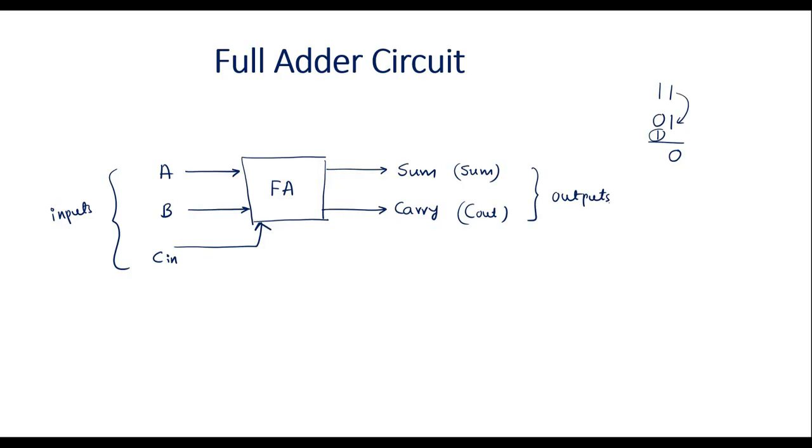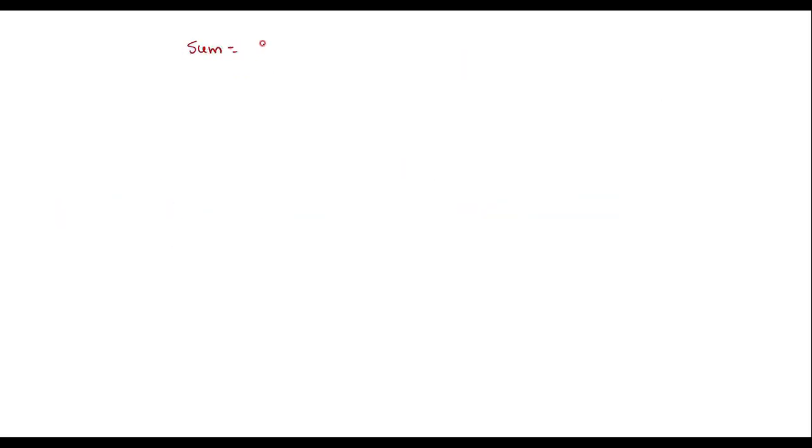Now let me implement this. Sum is equal to A XOR B XOR C in, and for Cout the expression is AB plus B C in plus C in A. So let me implement sum. For A XOR B XOR C in, we can use a 3 input XOR gate, or we can also implement using 2 input XOR gates. So take a 2 input XOR gate.